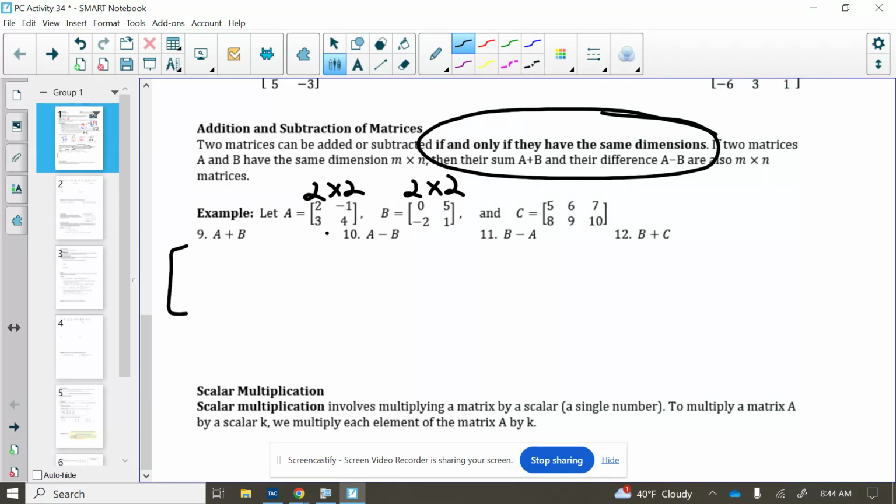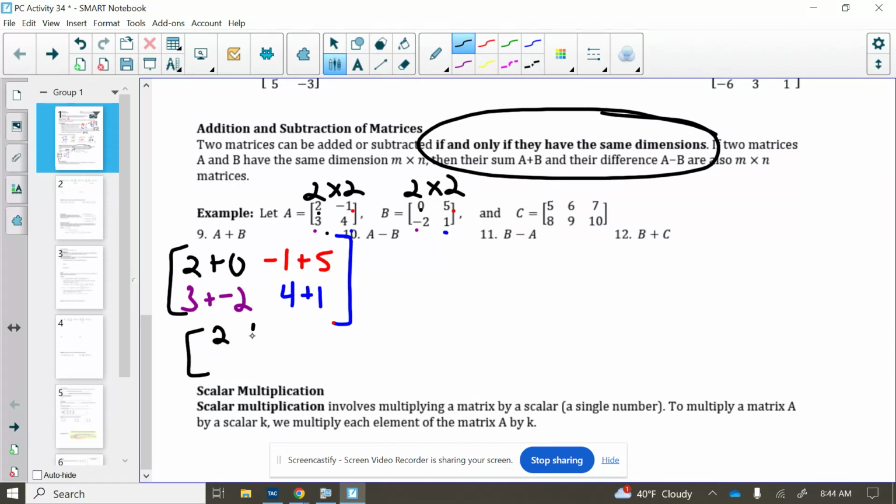So in order to add, we're going to take entry 1,1 and add that to entry 1,1 of the second, and then row 1, column 2, those will get added. Row 2, column 1, so 3 plus negative 2, and then row 2, column 2, 4 plus 1. So kind of combine those terms, 2 plus 0 is 2, 4 plus 1 is 5 for our addition.